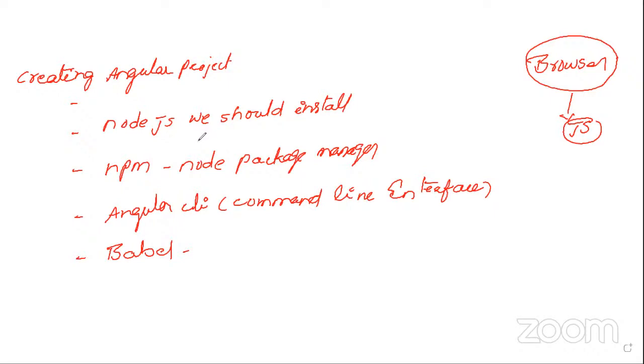Then you must install the Angular CLI version. You should also have basic knowledge about what Babel is. You need not install any Babel, but you should know the use of Babel. You should also understand the use of Webpack behind the scenes. This is a package bundling tool. Babel is a transpiler.